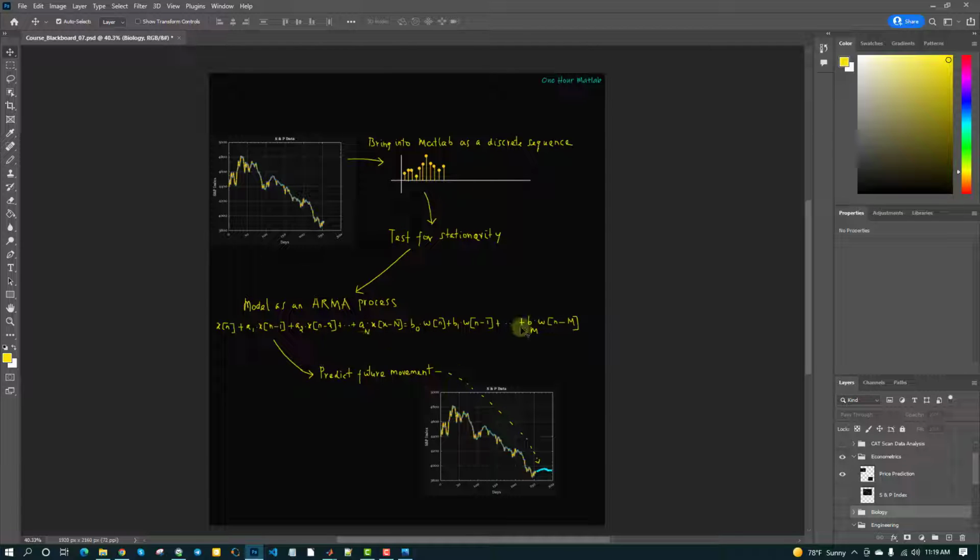The discrete equation for an ARMA process is given like this. And we use techniques and theory from digital signal processing and linear systems analysis, and we actually predict the future movement of the stock using the techniques that I described above, and we can actually predict a little bit ahead in future.